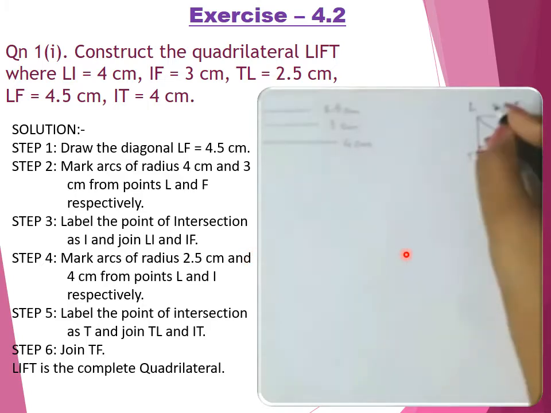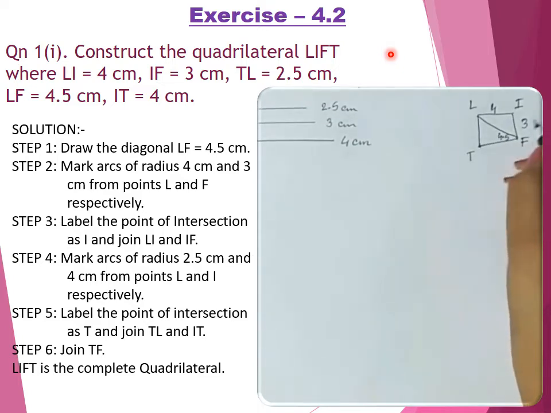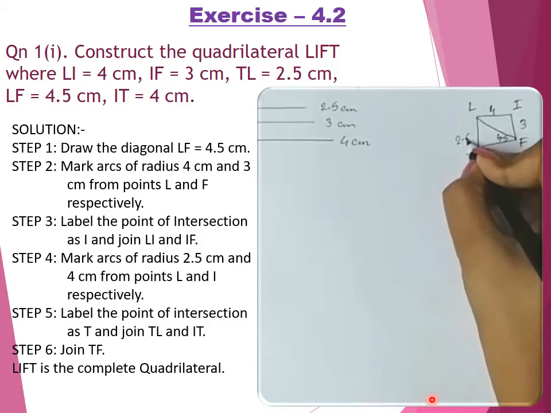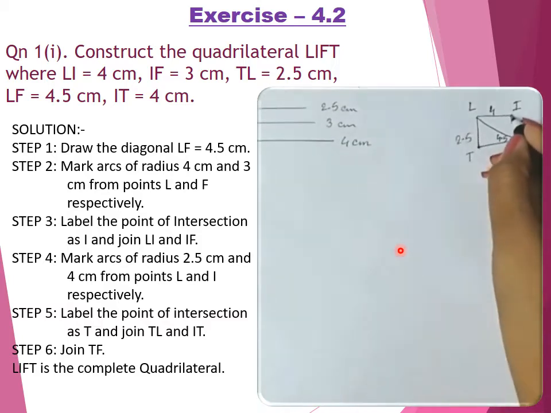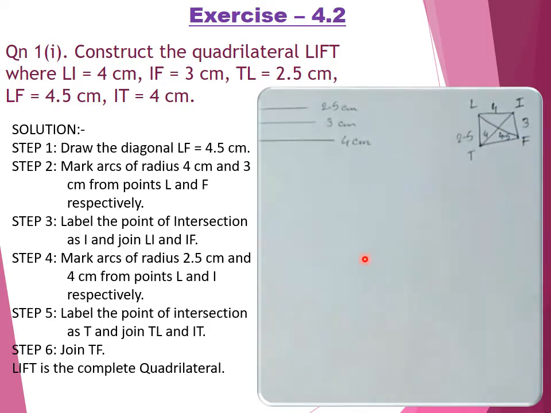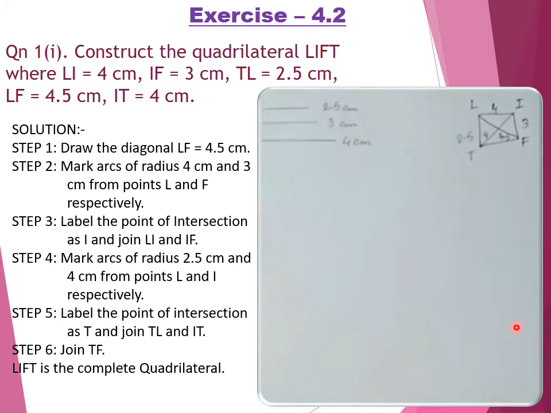LI is given as 4 centimeter. IF is 3 centimeters. LT is 2.5 centimeter. IT is given as 4 centimeter. The diagonal IT is 4 centimeter in length. What we can see here is the length of FT is unknown. So let us try to construct this quadrilateral.